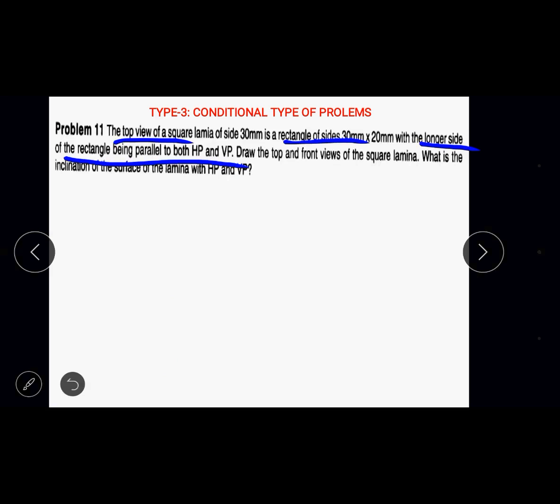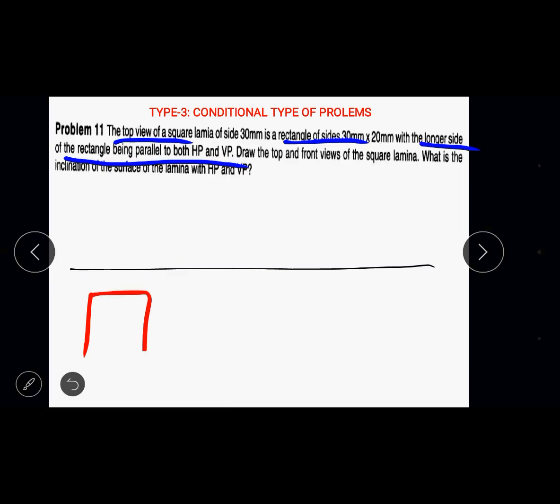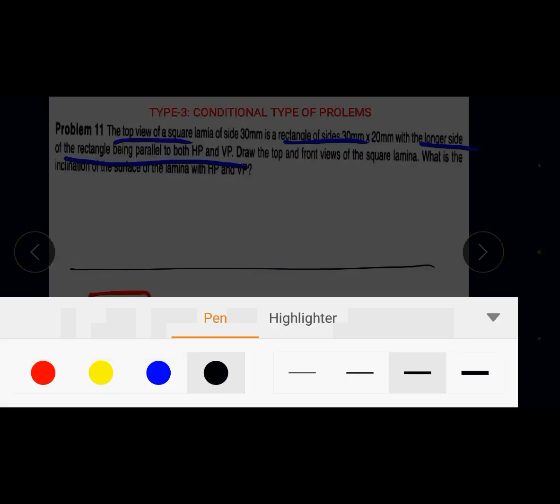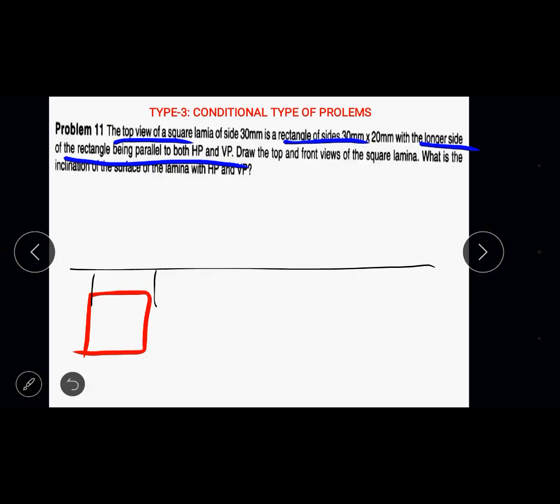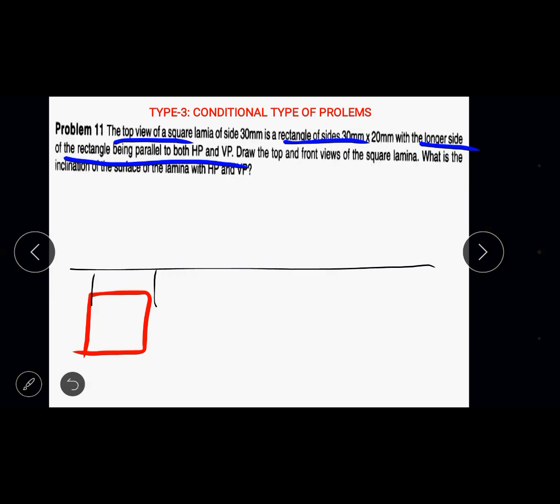We will draw the square lamina because the problem is on square lamina. First we will construct the square lamina with edge resting position. The top view of the lamina will be a regular square, and then we will draw the projection lines to get the front view. Your front view will be a horizontal line. Now it says that the top view of the square lamina is a rectangle of 30 and 20.